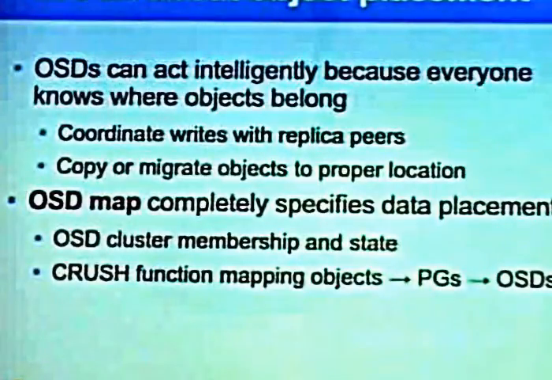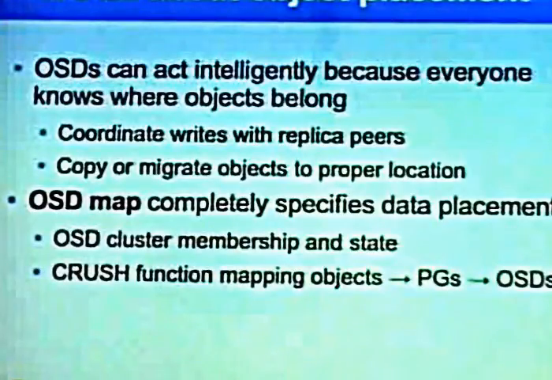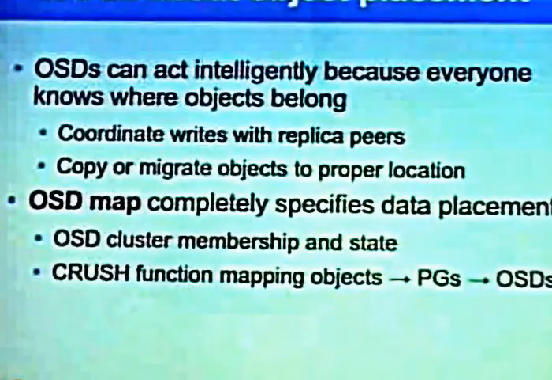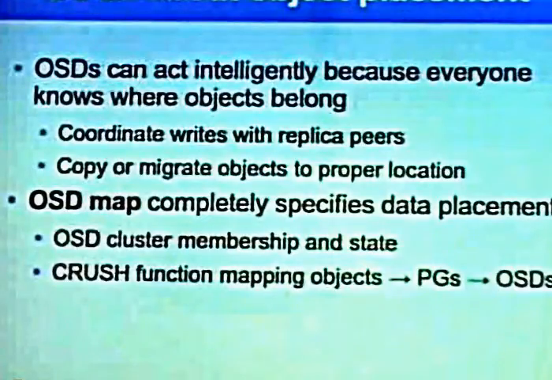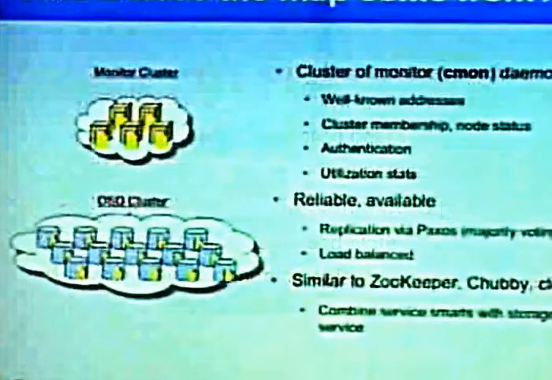So there's a small OSD map data structure that completely specifies the data placement of all data objects in the system. That map consists of two pieces. There's information about the cluster membership, basically a list of all the OSDs that are participating in the system, their current IP addresses, and whether or not they're up or down. And there's also a description of the CRUSH mapping function that's used to decide how those objects are going to be allocated to those devices.